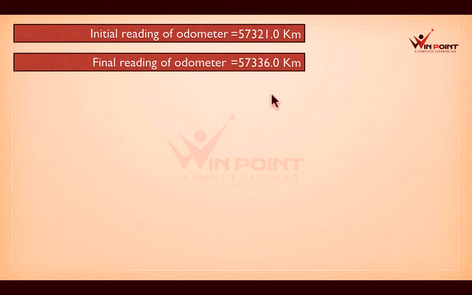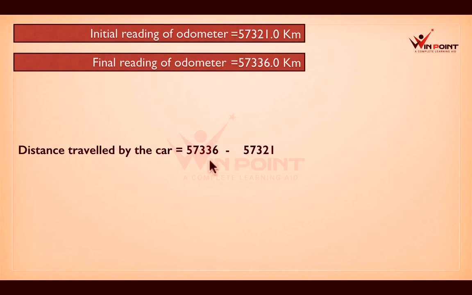How can we find the distance travelled by the car? We can find it by 57,336 minus 57,321. The answer is 15 km. So we can conclude that from 8:30 to 8:50 the car travelled a distance of 15 km.